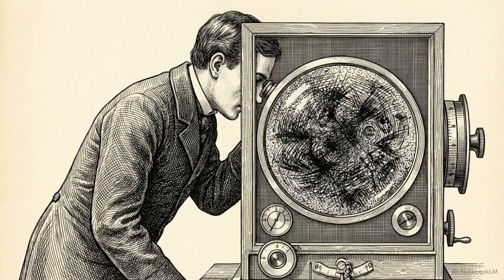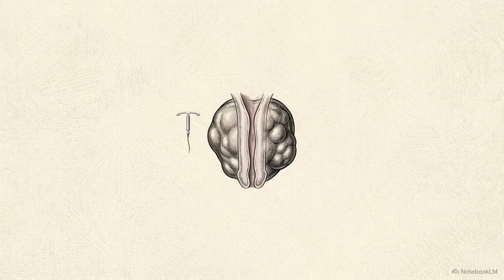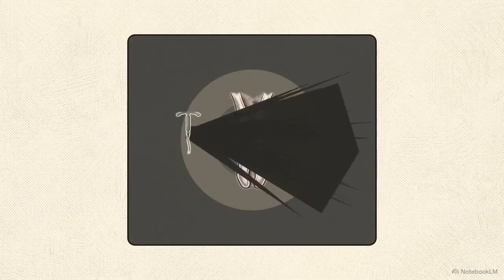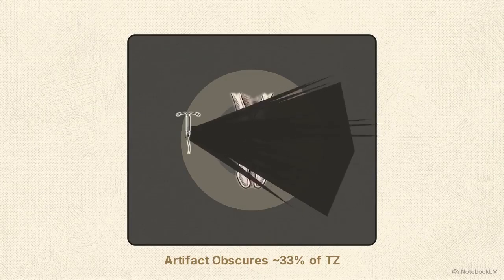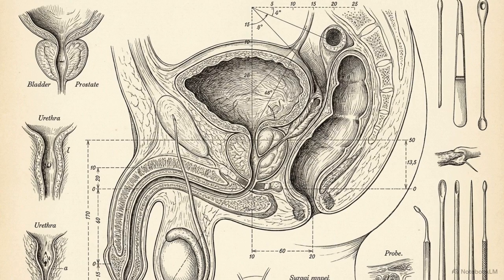The metallic composition of these urethral clips generates susceptibility artifacts that can obscure up to a third of the transition zone on diffusion-weighted sequences. BPH imaging focuses on physical, mechanical obstructions. The radiologist engineers a roadmap to safeguard the adjacent plumbing.